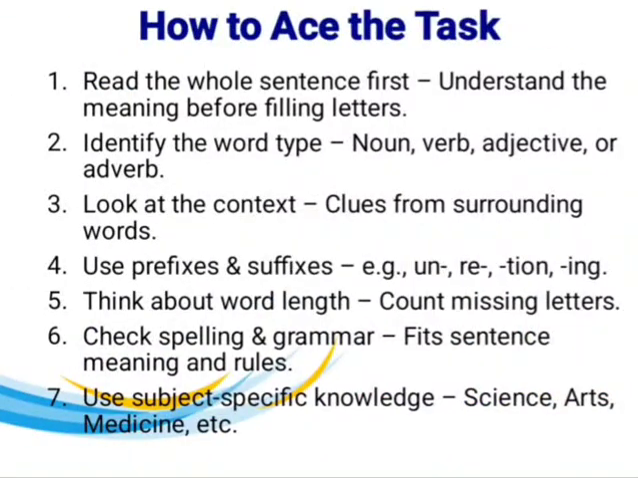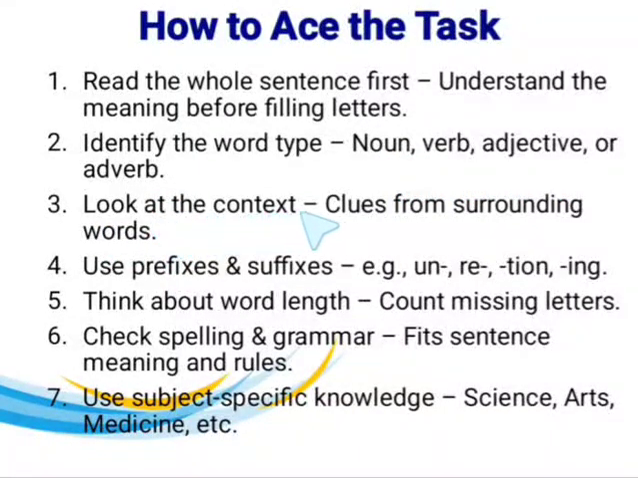This is it. There's a question: how to ace the task, how to do the task successfully. To do so, you have to take some 7 steps, right? Number 1, read the whole sentence first in order to understand the meaning before filling letters. Then you have to identify the word type or the part of speech of the word, okay? You have to understand whether the word you're looking at is a noun, a verb, adjective, or an adverb.